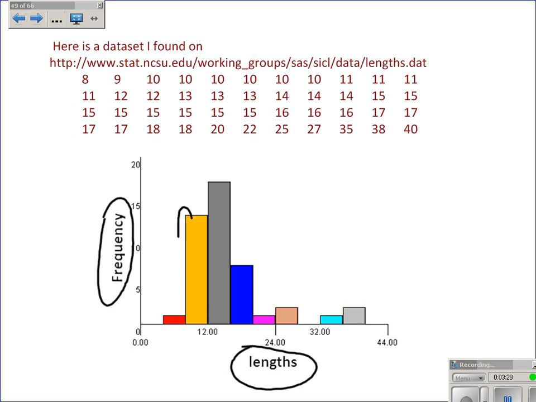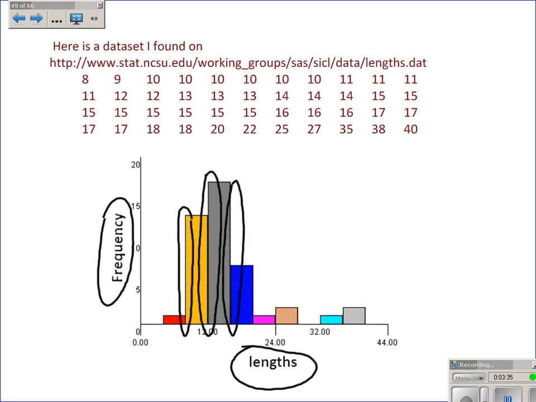Very important is that the bars are now touching, which is a really big difference between this and a bar chart, is that the bars are touching, which makes sense because there's a specific order, and the bars touch each other because their intervals touch each other. That kind of makes sense.